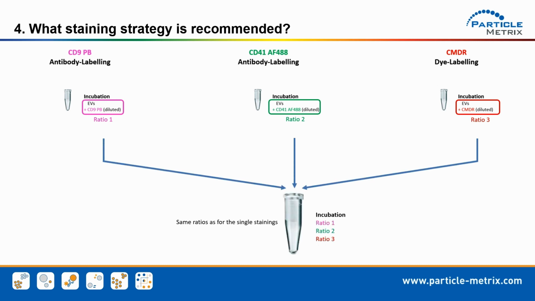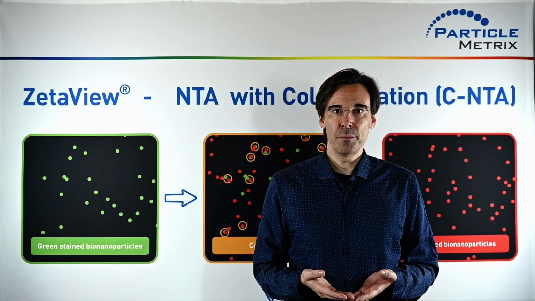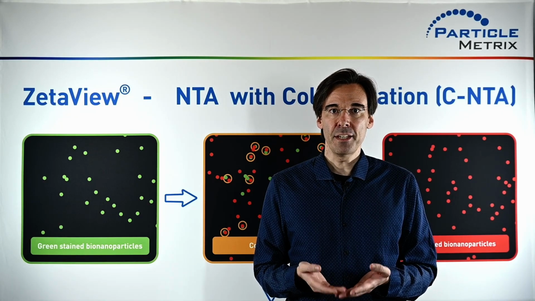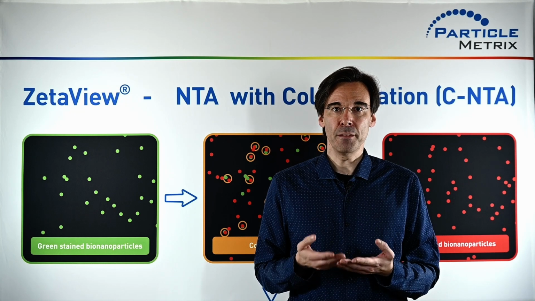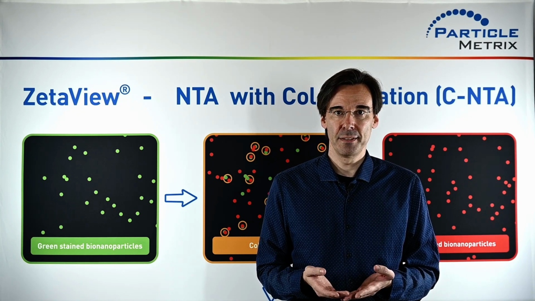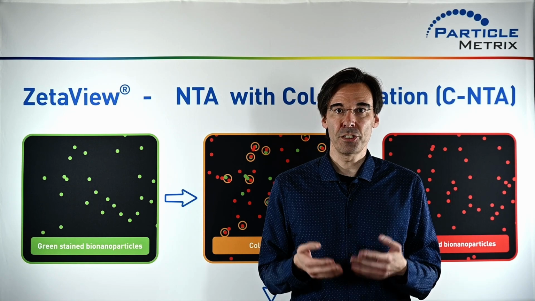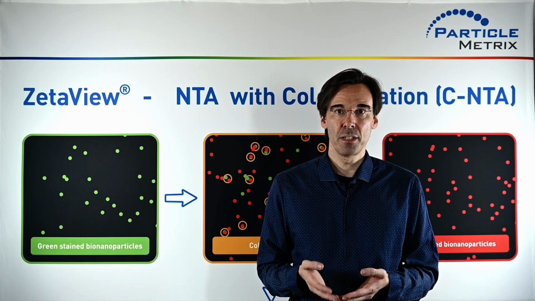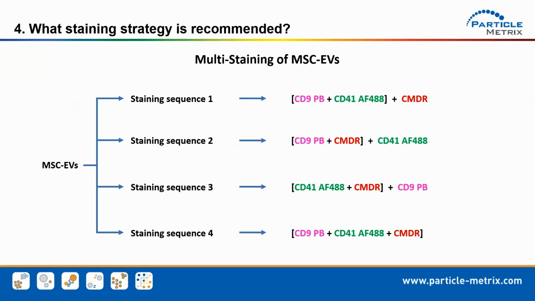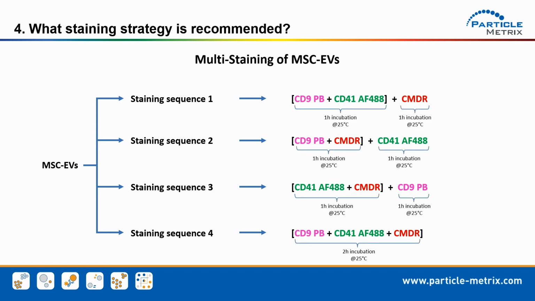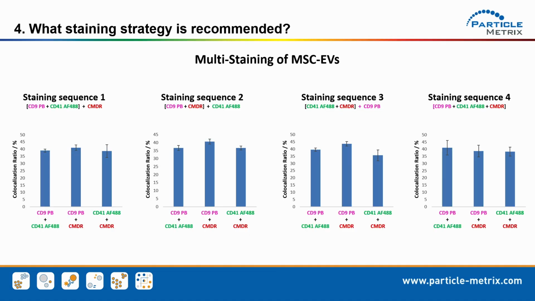What about the labeling sequence? The more dyes or antibodies you use for colocalization NTA, the more complicated the order in which the different dyes can be added. Do my colocalization ratios change with different labeling sequence? We tried it once and stained MSC EVs with anti-CD9 Pacific Blue, anti-CD41 Alexa Fluor 488 and the membrane dye Cell Mask Deep Red in a different order. And as for this kind of multistaining, we could not find any significant difference in colocalization results for different staining sequences.